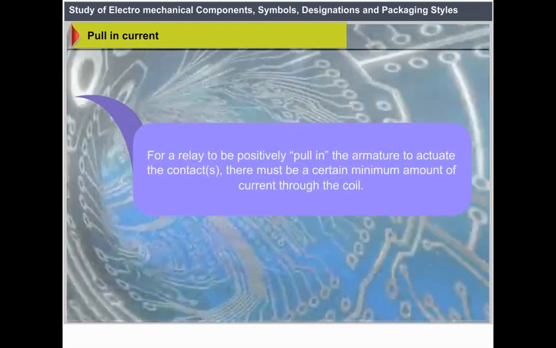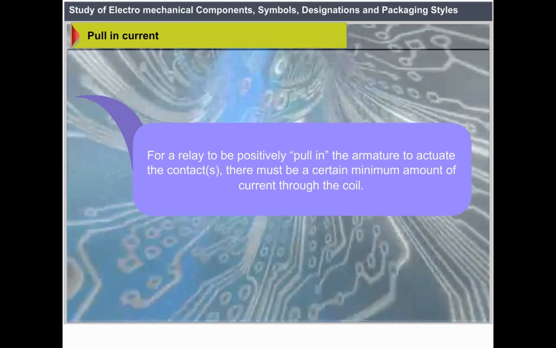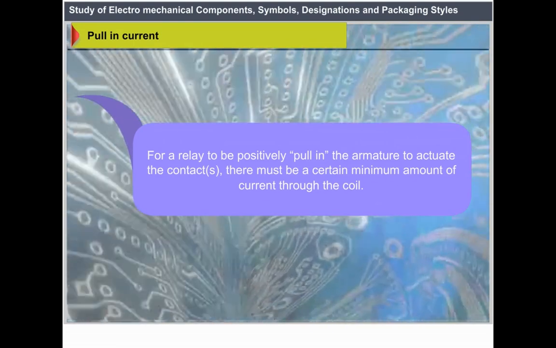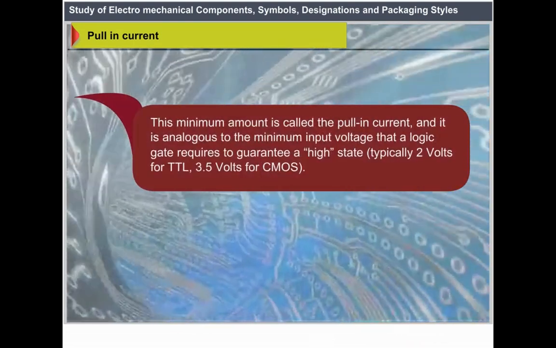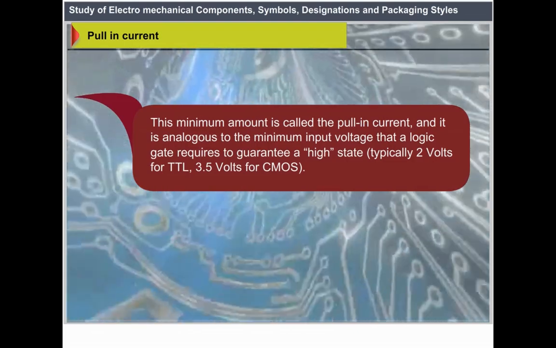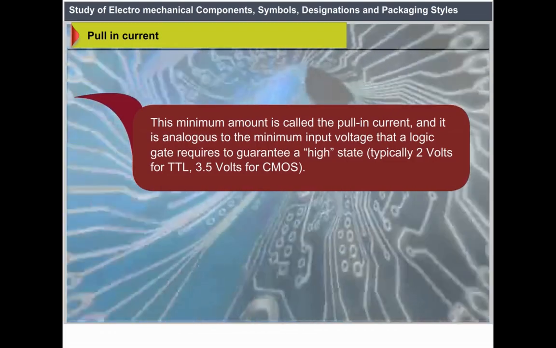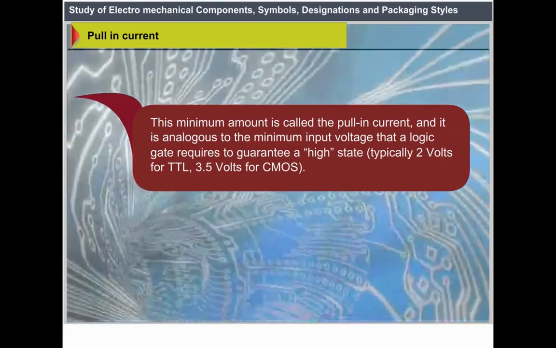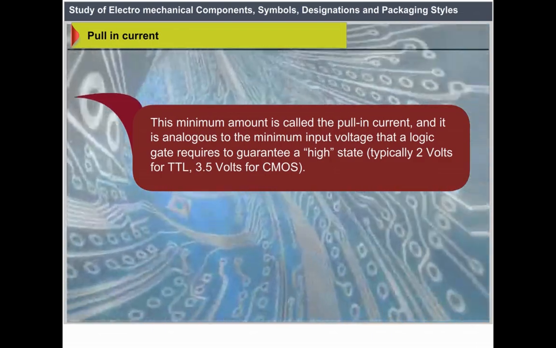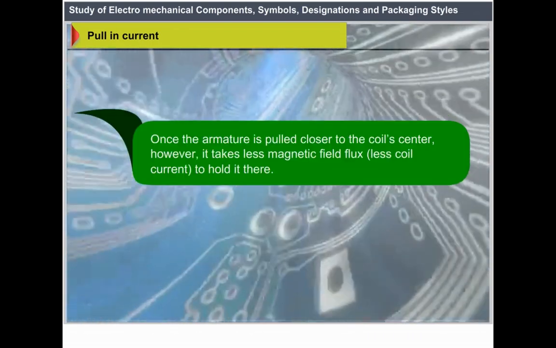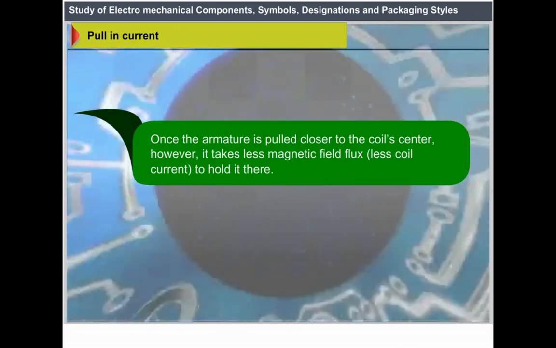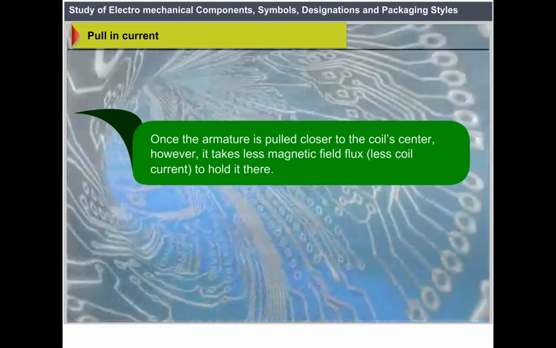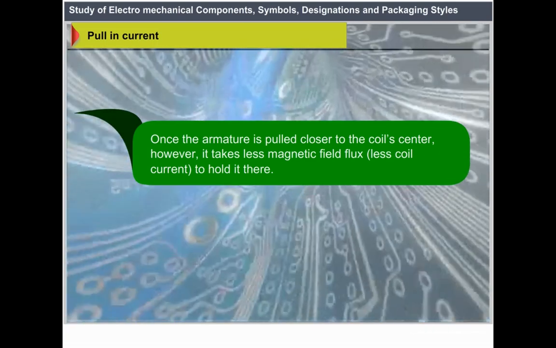In order for a relay to positively pull in the armature to actuate the contacts, there must be a certain minimum amount of current through the coil. This minimum amount is called pull-in current, and it is analogous to the minimum input voltage that a logic gate requires to guarantee a high state, typically 2 volts for TTL and 3.5 volts for CMOS. Once the armature is pulled closer to the coil center, however, it takes less magnetic field flux, less coil current to hold it there.